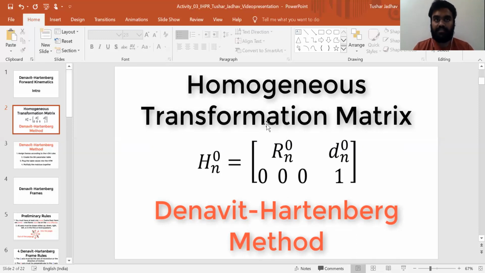Now the displacement matrix is generally measured with respect to the origin, with respect to the zeroth frame of the entire robotic arm. So these are the two basic things, and this is the main format for how we find the homogeneous transformation matrix. Let's move on.